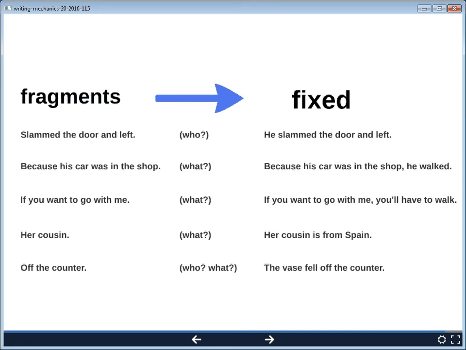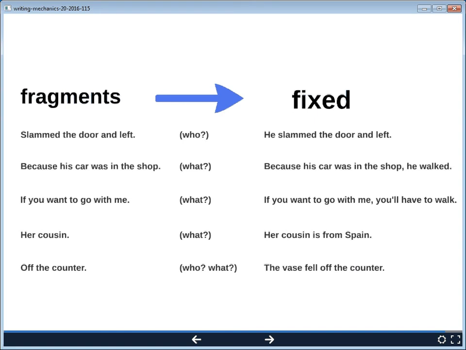"Because his car was in the shop." Careful about sentences that start with words like because or if. We want to know what, if we see this as a sentence. Because his car was in the shop, what? "Because his car was in the shop, he walked." Similarly, "If you want to go with me." What about this? This is very confusing. "If you want to go with me, you'll have to walk."